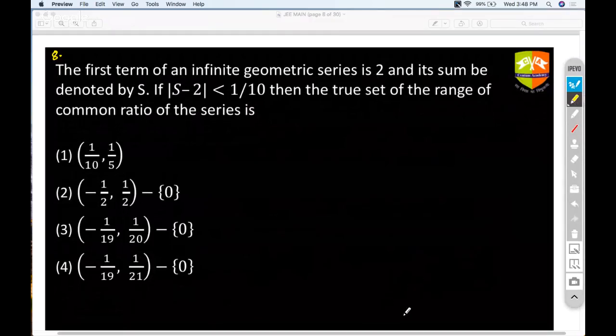The first term of an infinite geometric series is 2 and its sum is denoted by S such that mod of S minus 2 is less than 1 by 10. Then the true set of the range of the common ratio of the series is.